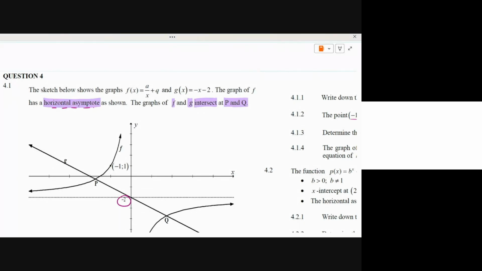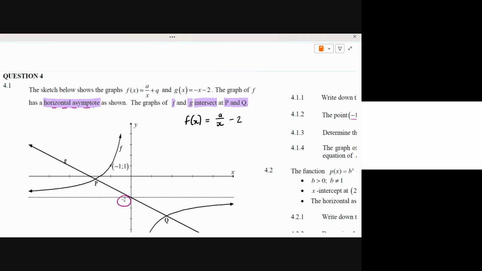We know we've got f of x. We know the q value. So I can write f of x is equal to a over x, and my q value is -2. Are we still together? Are we all good?